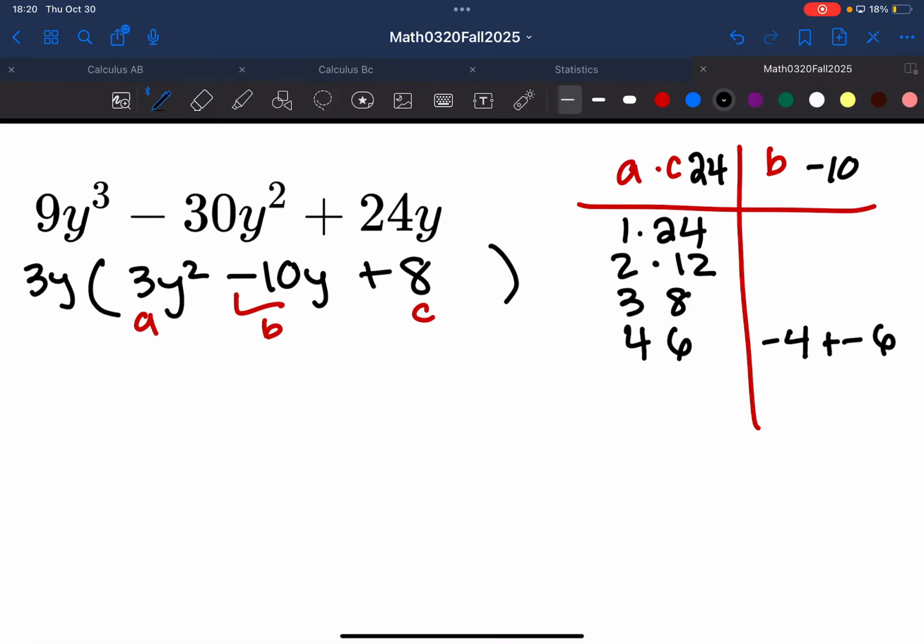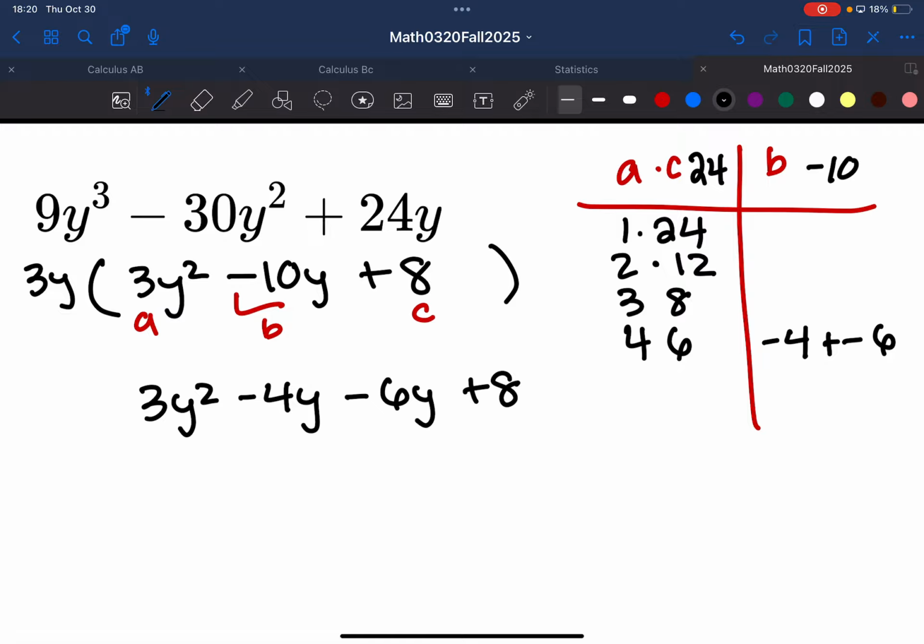Okay, so I'm forgetting about my GCF right now. I'll come back to it. And I have 3y squared minus 4y minus 6y plus 8. So I exchanged the -10y for -4y and -6y.